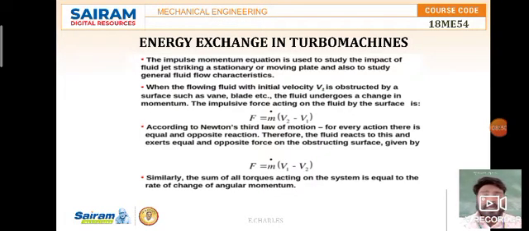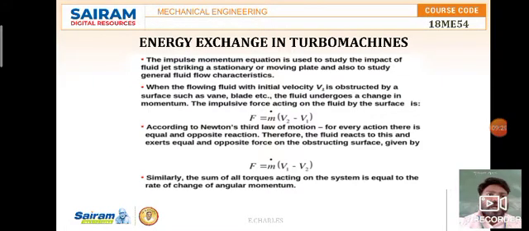Why does that change occur? Because of the difference between the initial velocity and the final velocity. When water is flowing with a certain velocity v1, after striking the blade it will have a different velocity v2. So there will be a change in velocity, which is nothing but the change in momentum, because velocity change multiplied by mass flow rate is the momentum. So the impulsive force acting on the fluid by the surface is force equals m dot times (v2 minus v1).